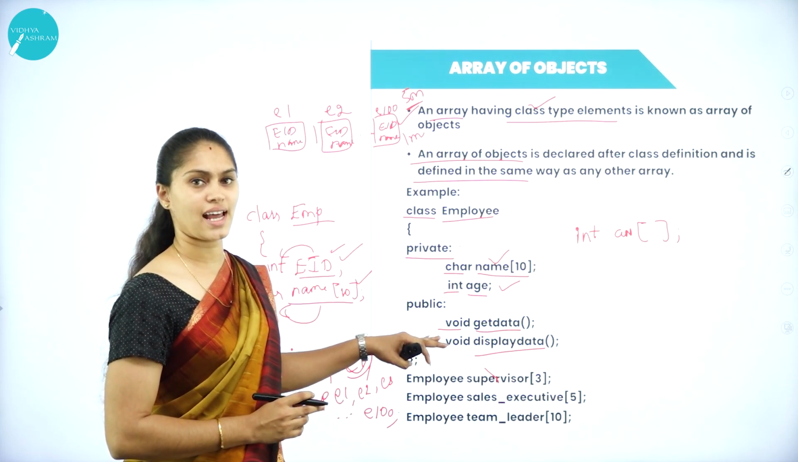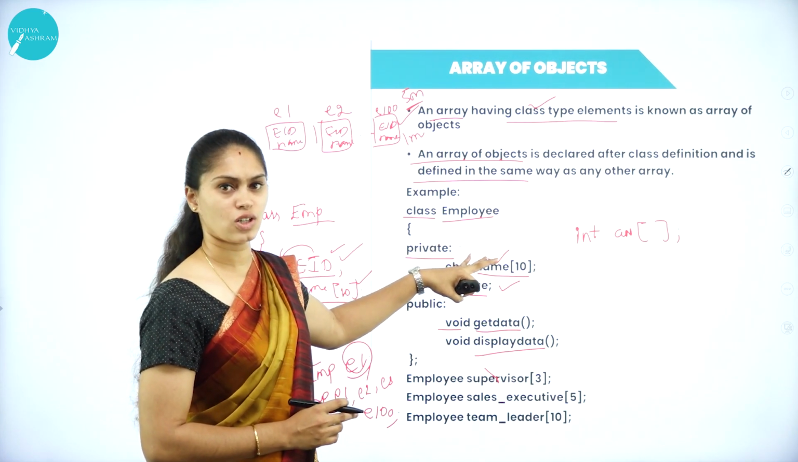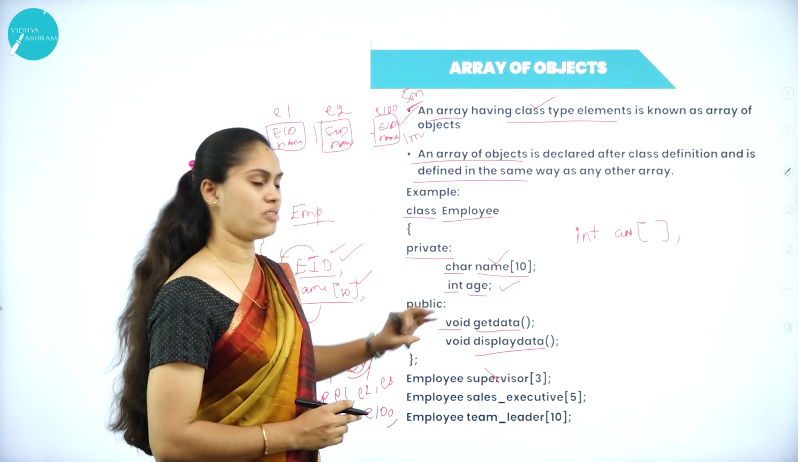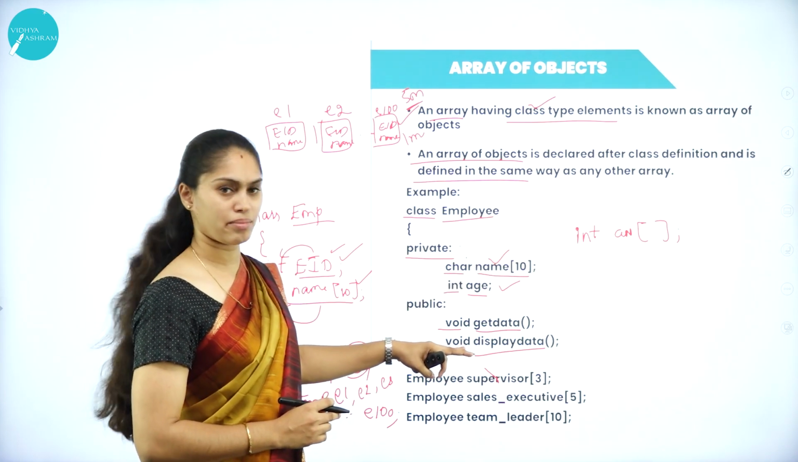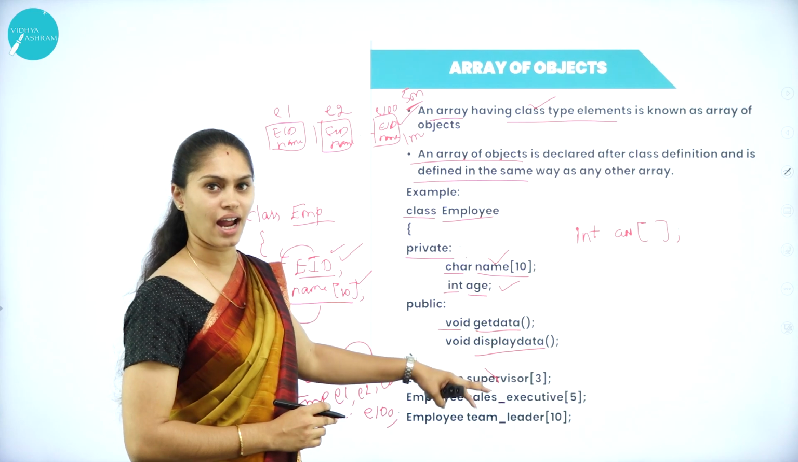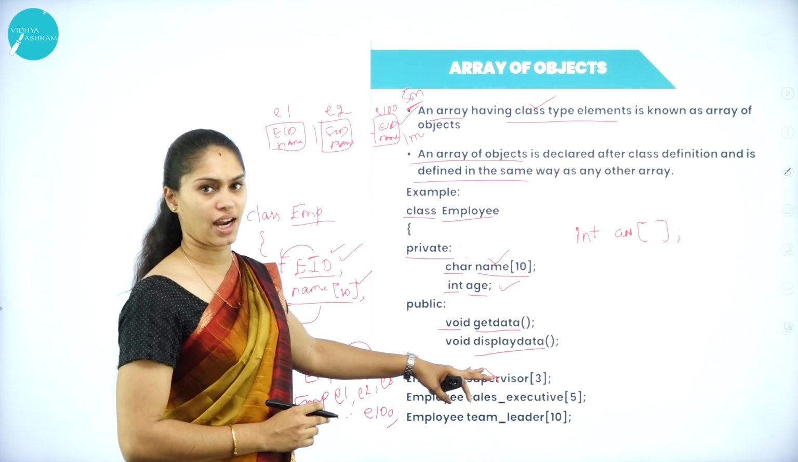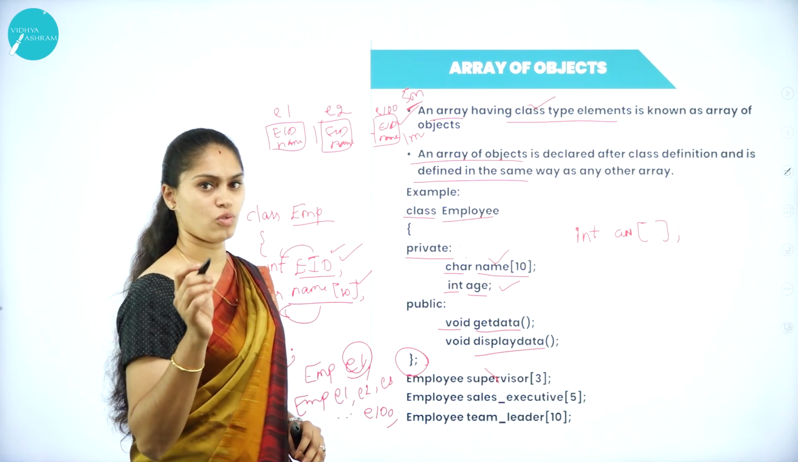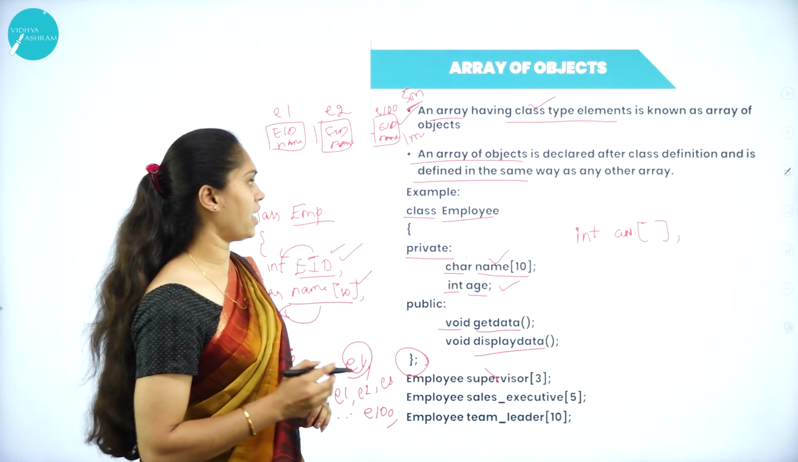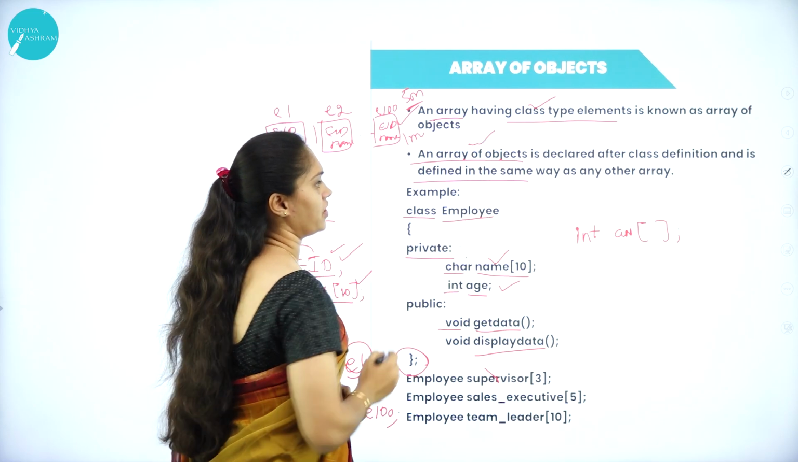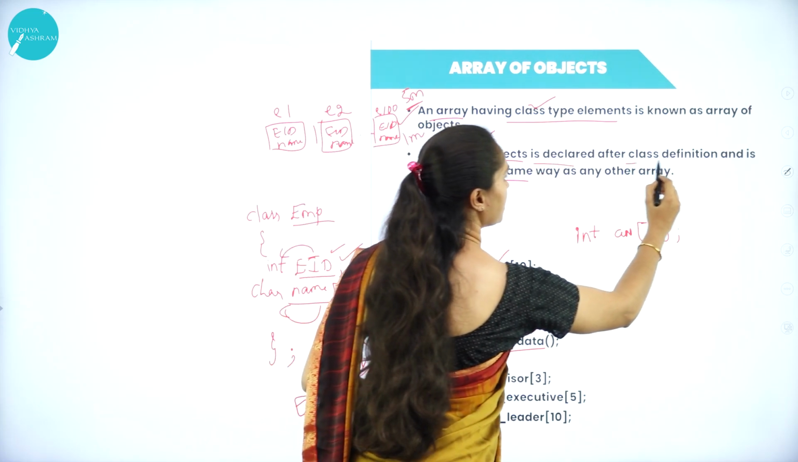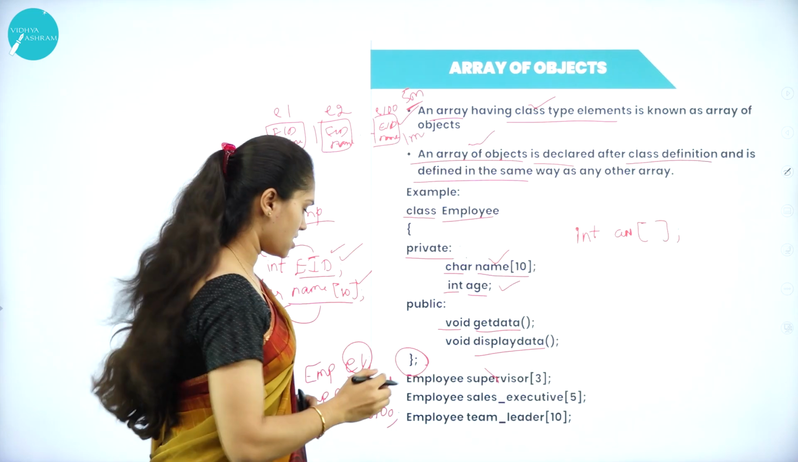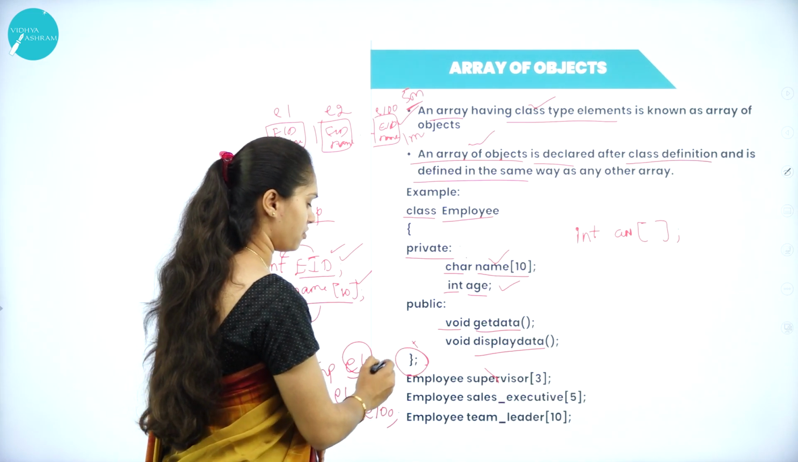Okay, so in this class I have two data members called employee name along with age. After that I have two member functions, that is get data and display data. Okay, I am going to end the scope of the class. So where must the array of objects be defined? An array of objects will be declared after the class definition. So this is the end of the class definition.